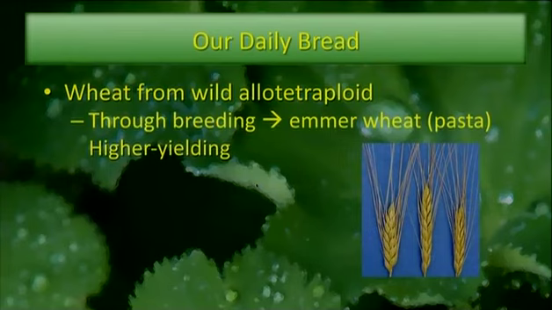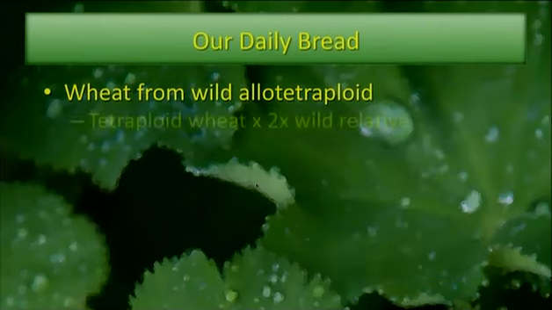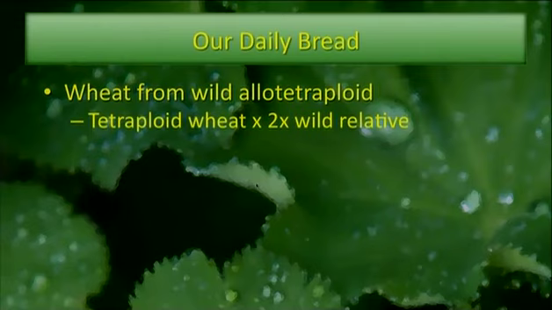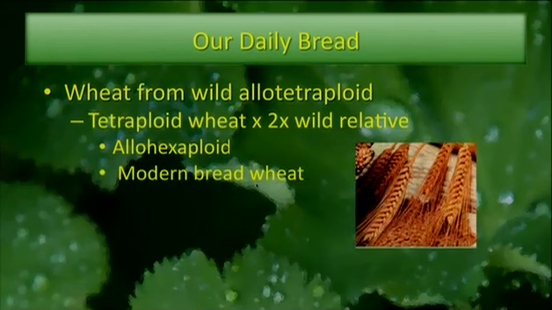Then through breeding, we got emmer wheat, which is used to make pasta. You have a higher yielding kind of wheat. Then you had that tetraploid wheat, and they crossed it with a diploid wild relative. So you had an allohexaploid with 6 sets of chromosomes. That gave rise to modern bread wheats.